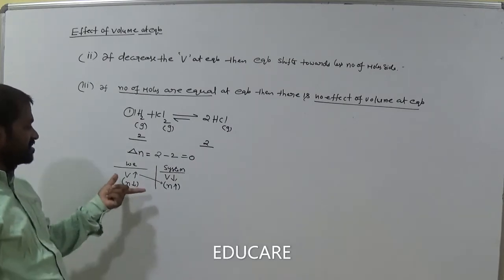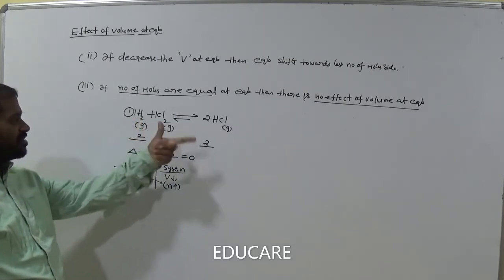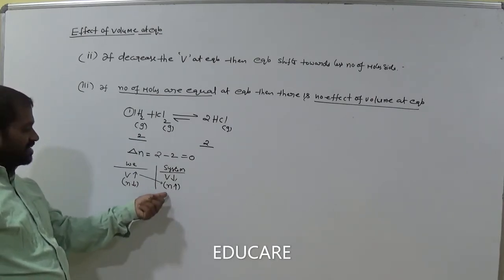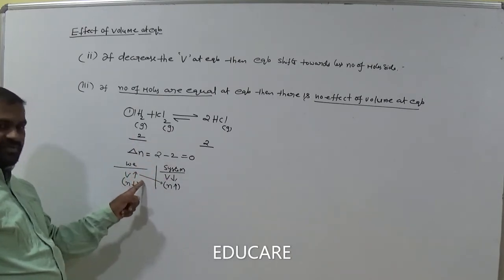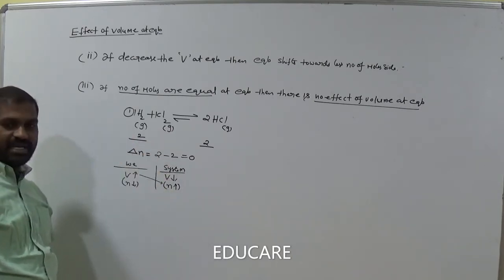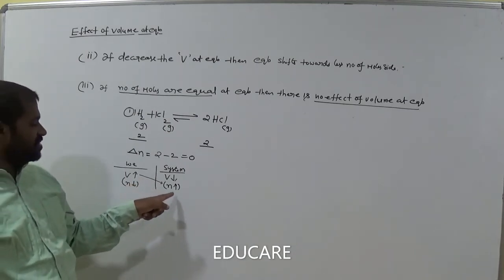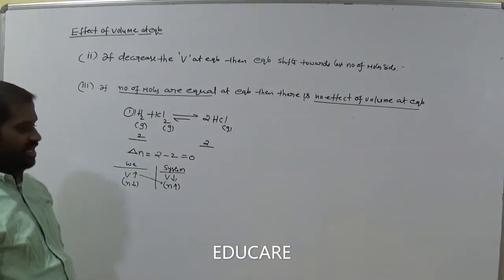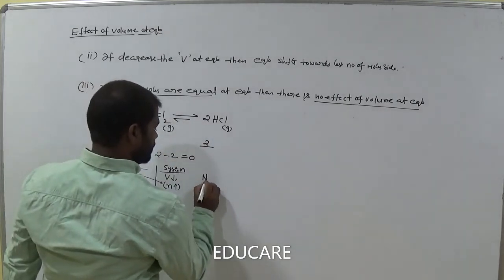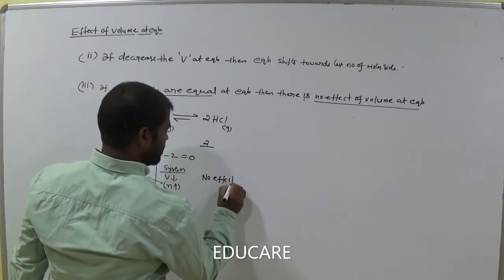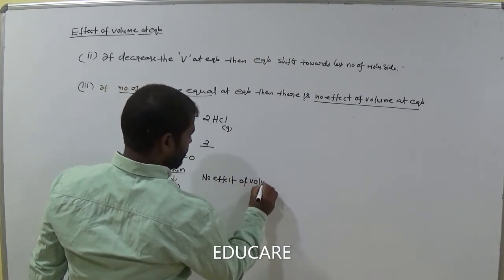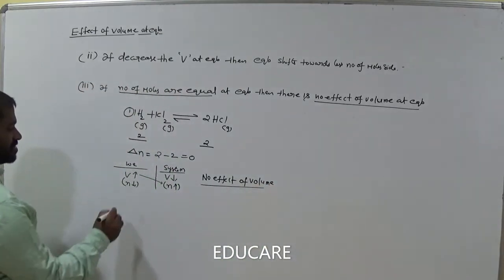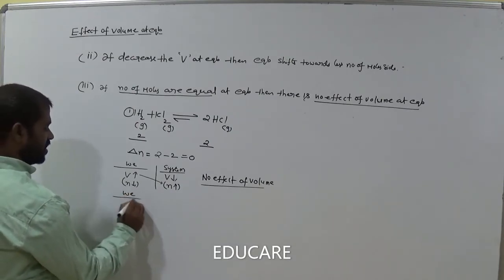That means there is no effect of volume, because the number of moles is equal. Then how can we decide on which side the number of moles is high? No way. Actually, when volume increases, the chemical equilibrium moves towards the side with more moles. But here both sides have equal moles, so there is no effect of volume. Am I right? Suppose in the above equation we decrease the volume.